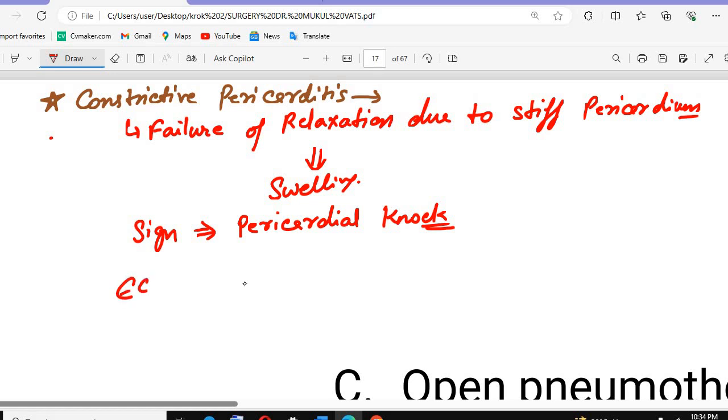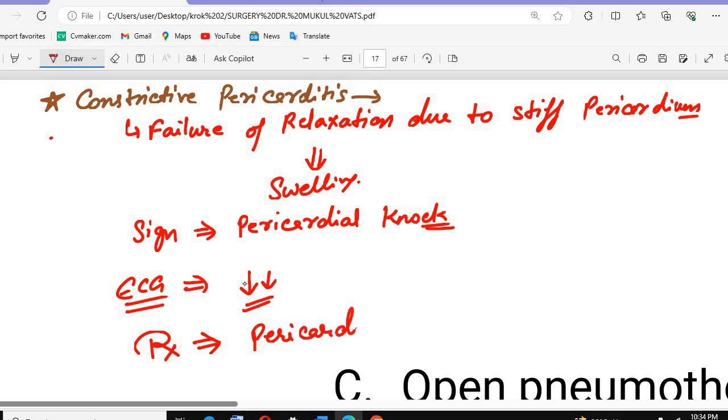What about the ECG? As you see, this is the constrictive condition. So everything will be decreased. All voltage will be low. So in this condition, this is the more severe condition. So in that we will do pericardiectomy. We do the pericardiectomy. We will remove the whole pericardium. Okay, that you need to remember.